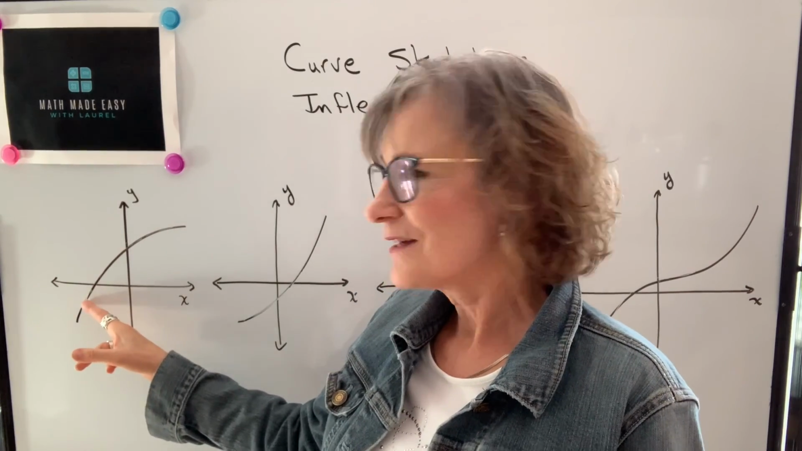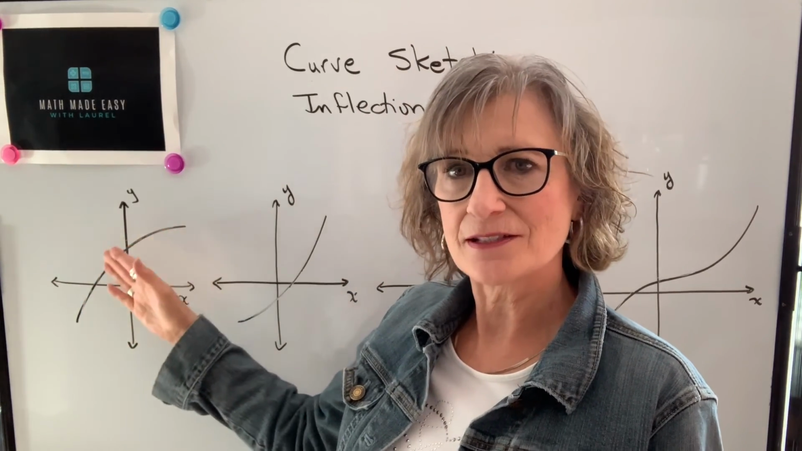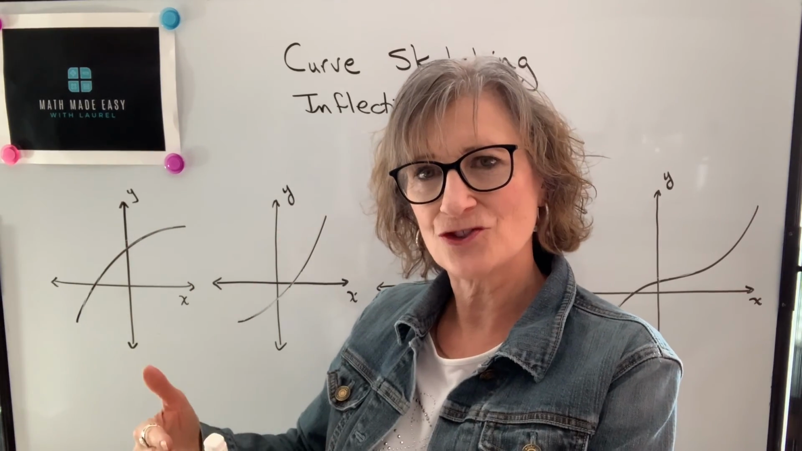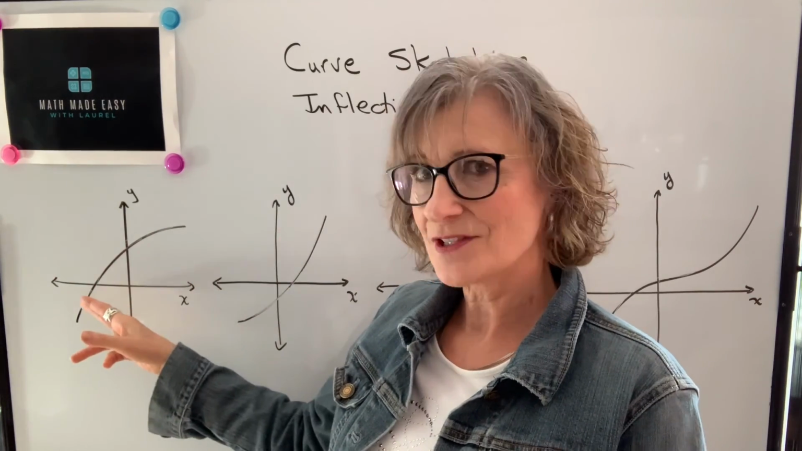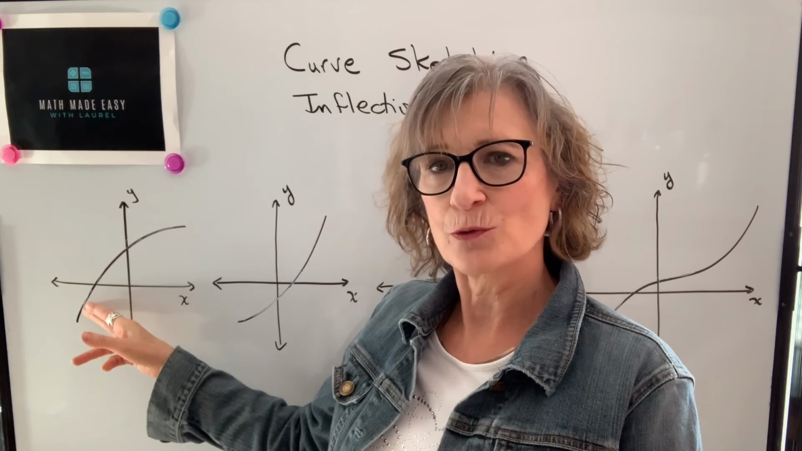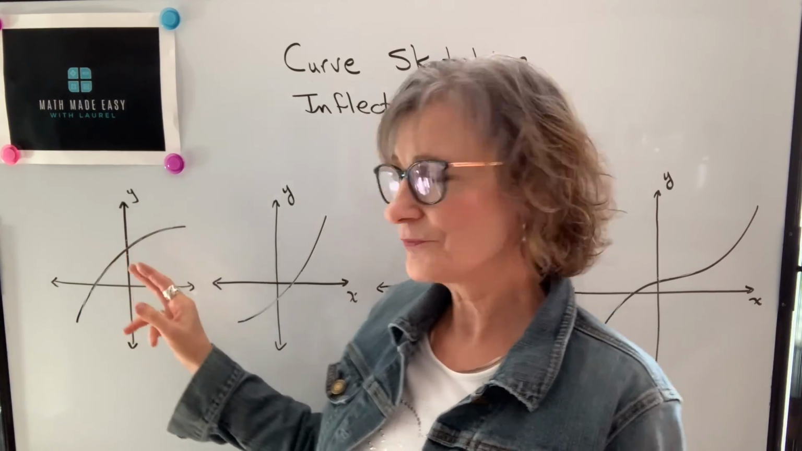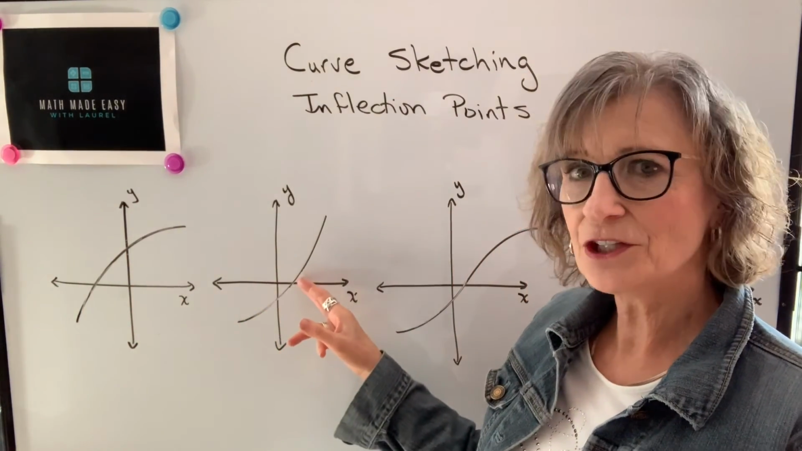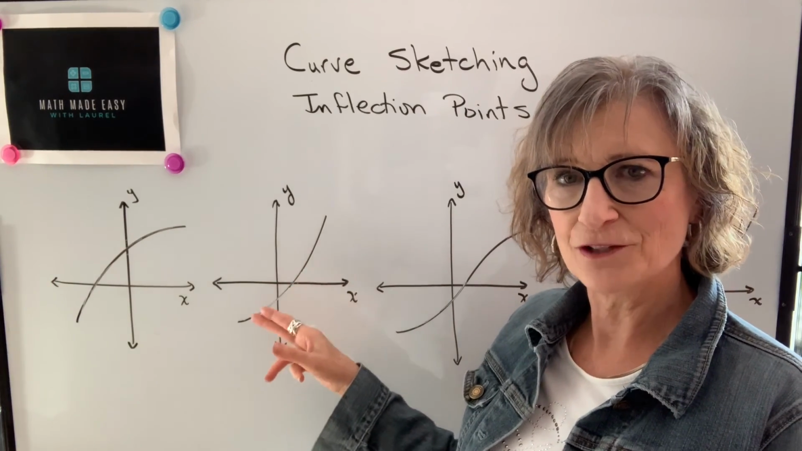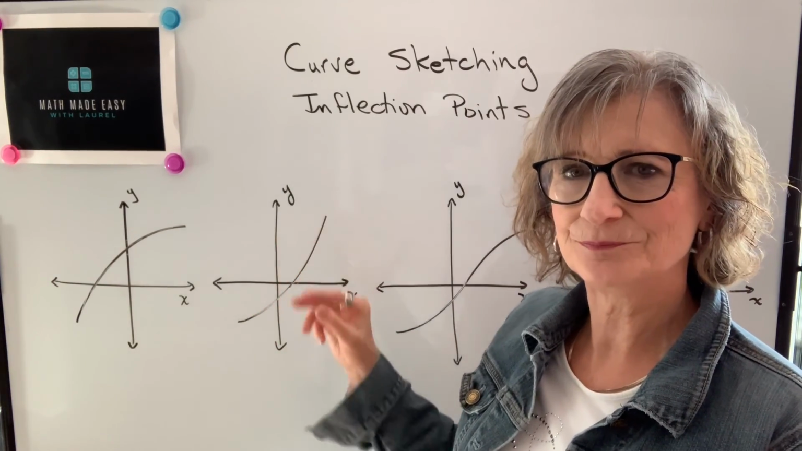So in this case, our second derivative would be negative because the rate of change of the rate of change is decreasing. So the second derivative, to show it's decreasing, would be negative. The second derivative here would be positive because the rate of change of the rate of change is increasing.